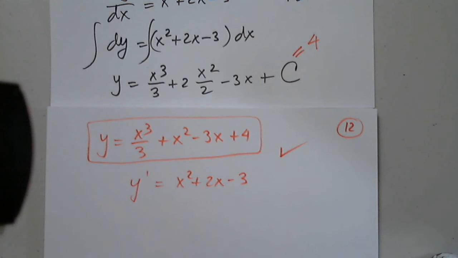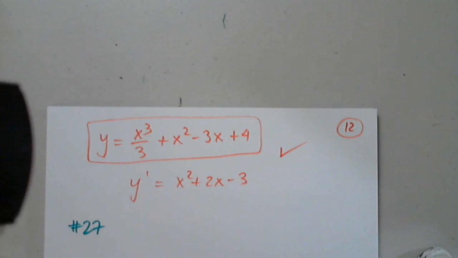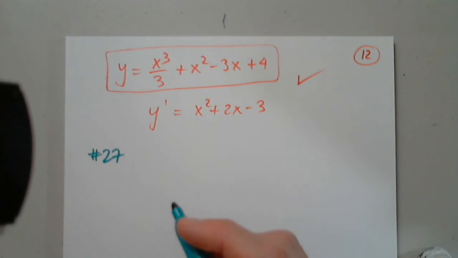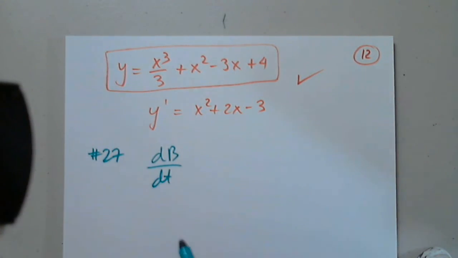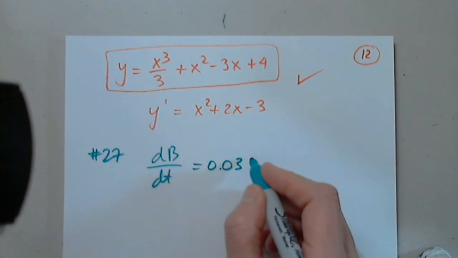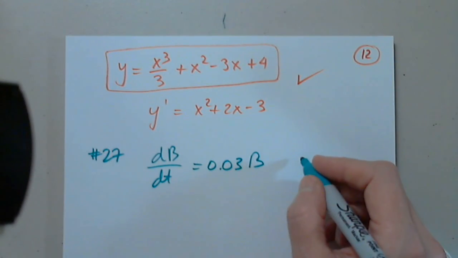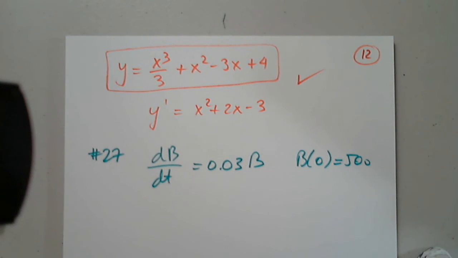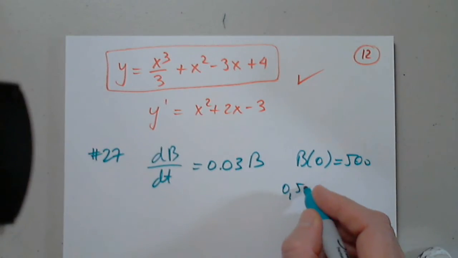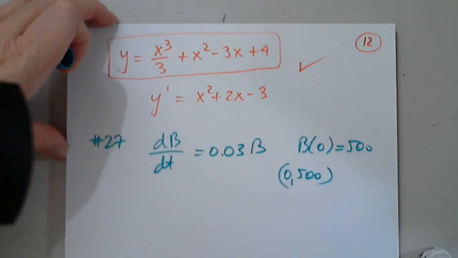Okay, I think we have time for another one. What if we do 27? And I promise I'll stop after that. In 27, I see, of course, they're just trying to throw all sorts of variables and letters at us, or trying to confuse us. Okay, so we have b of 0 is 500, but we know what that means. That means 0, 500, that's the point.